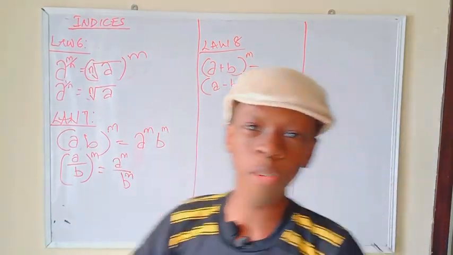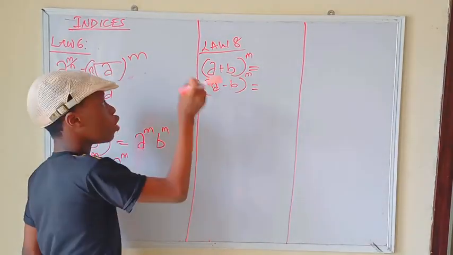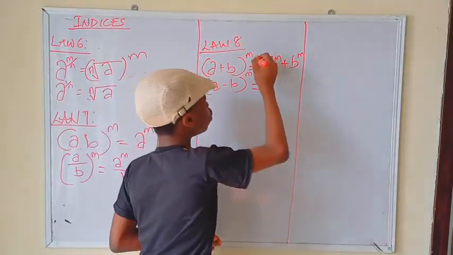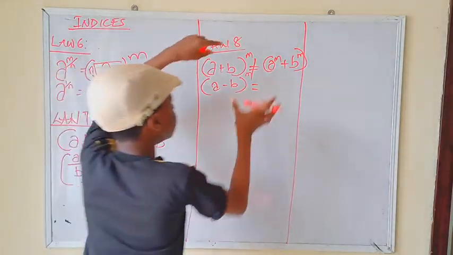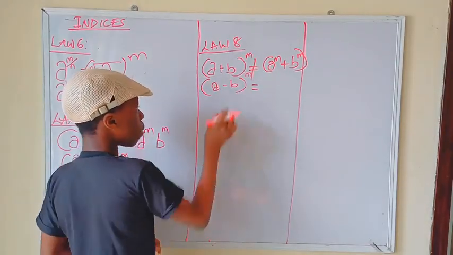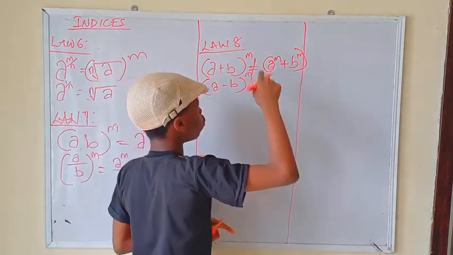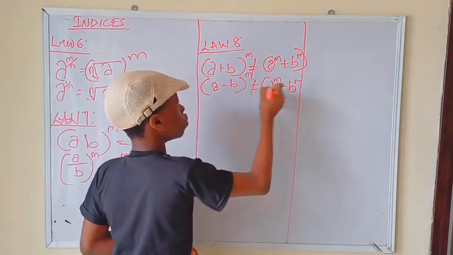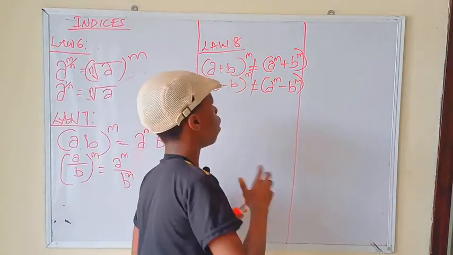Now, let's move over to law 8. It says here, (a plus b) in brackets raised to the power of m. Wrong. It is not equal to. So this is basically like a warning law. This is not equal to this. Same as subtraction too. (a minus b) in brackets raised to the power of m is not equal to a raised to the power of m minus b raised to the power of m.